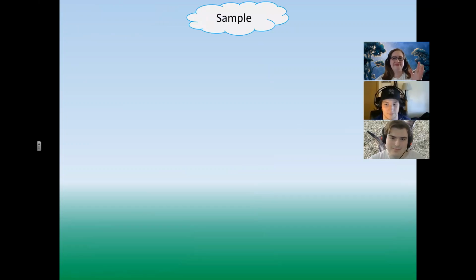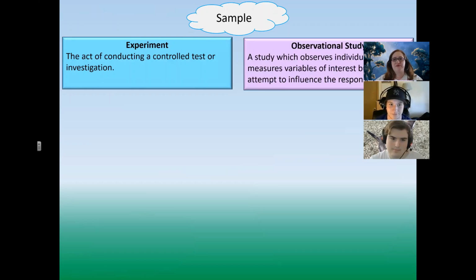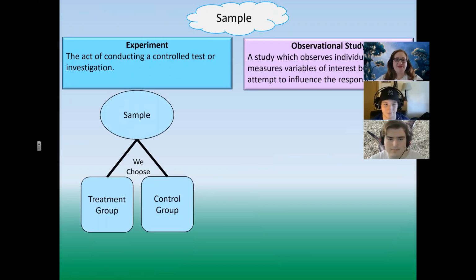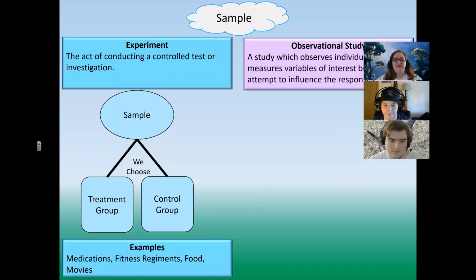All right. So once we have the sample, what do we do with that sample? Well, we either do an experiment or we do an observational study. So in an experiment, we've got the sample. We break them up into the treatment and the control group. And we choose who goes into treatment, who goes into control. And that's for things like medications, because I can take a sample of people and say, okay, you take the blue pill, you guys take the red pill, and then we'll see who dies.